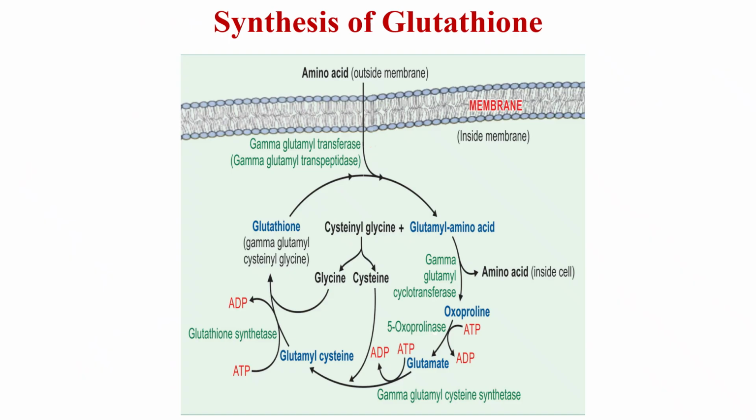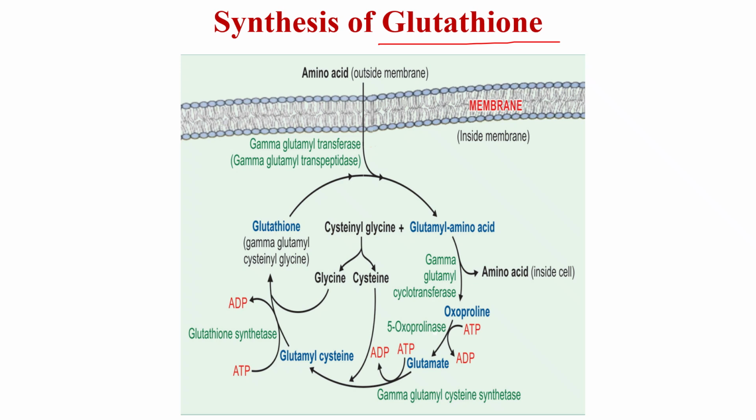And next is the synthesis of glutathione. You could have studied this glutathione in amino acid metabolism. What is this glutathione? Glutathione is made up of three amino acids, that is gamma-glutamyl, cysteine, glycine. It means the glutamyl group, cysteine group, and glycine. These three combine to form glutathione. Glutathione is one of the antioxidants, right? And it is also involved in amino acid transfer.